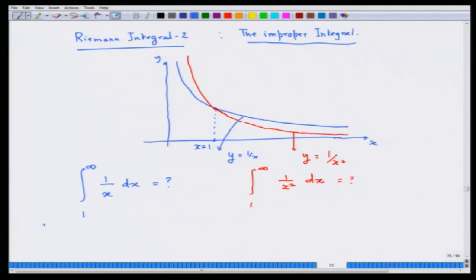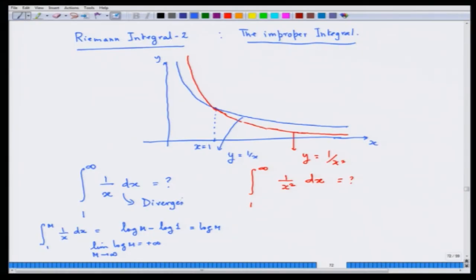So, let me just now first compute the integral from 1 to M of 1 by x dx. Because now it is log mod x, the integral from 1 to M is log M minus log 1, so it is log M. So, the limit of log M, if you remember the graph of the logarithmic function, as capital M tends to infinity, that will take you to infinity. So, we say that this integral diverges.